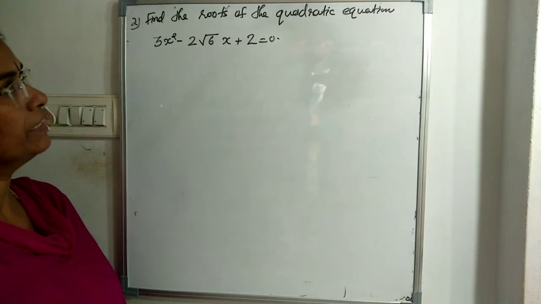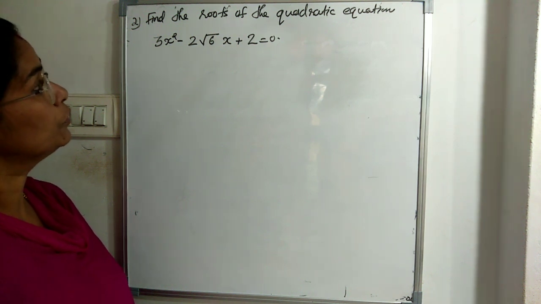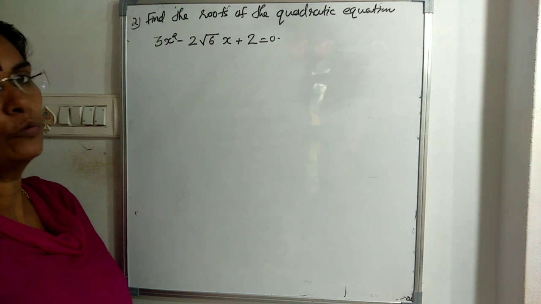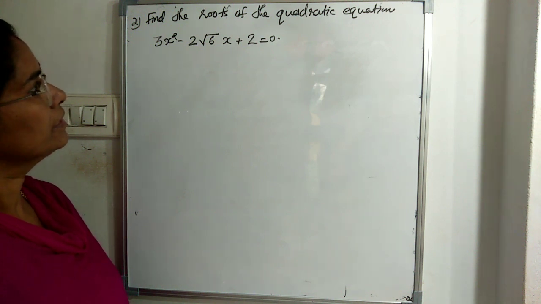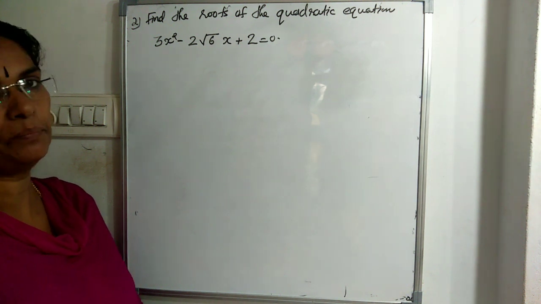Find the roots of the quadratic equation 3x² − 2√6x + 2 = 0. It is a quadratic equation, and we have to find the roots. The same method, the factorization method, you have to apply.